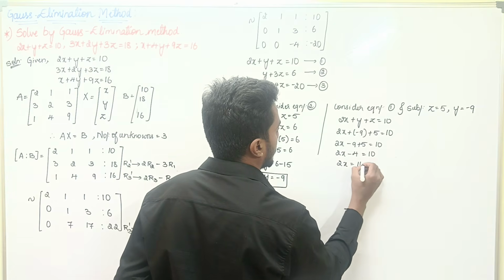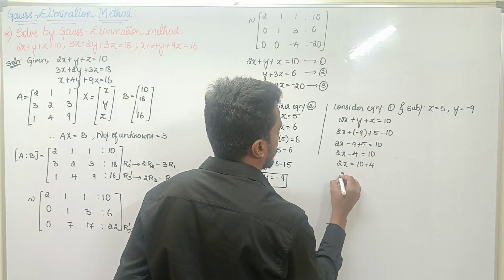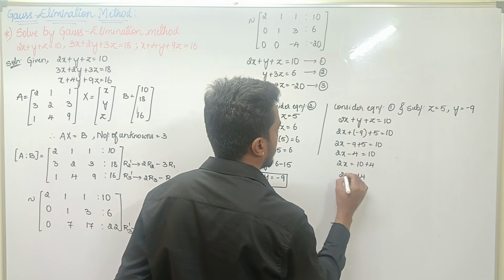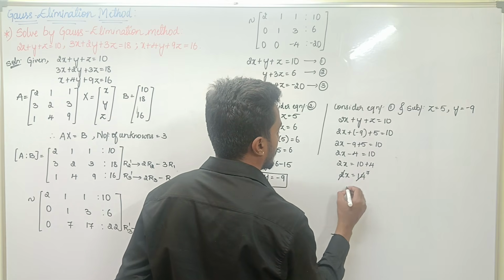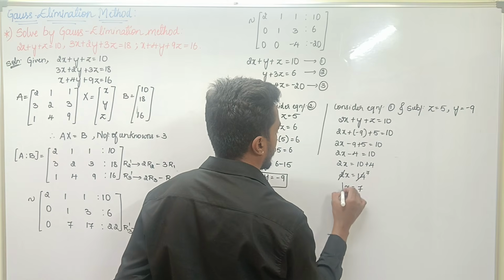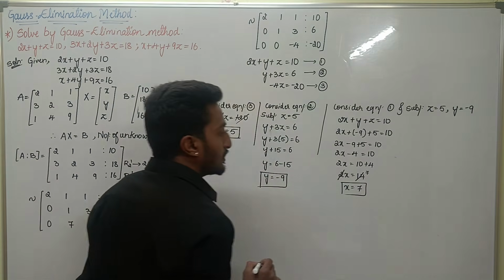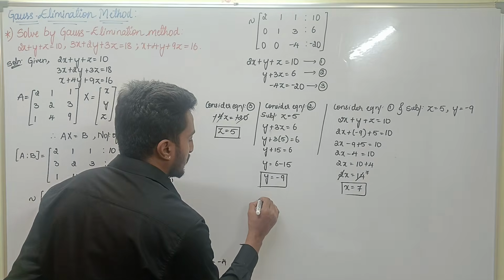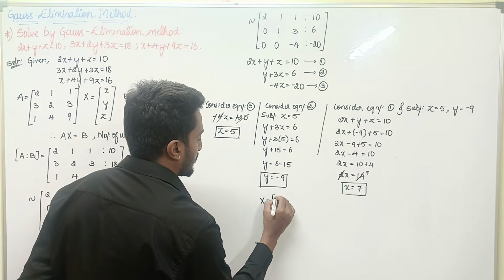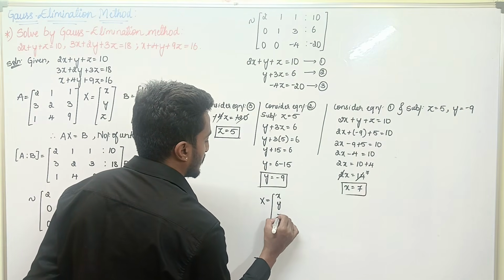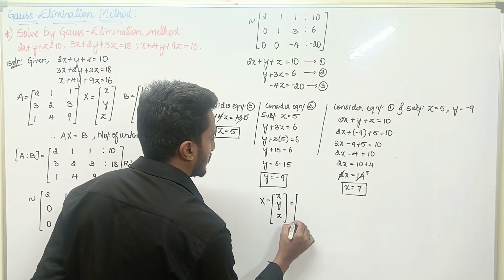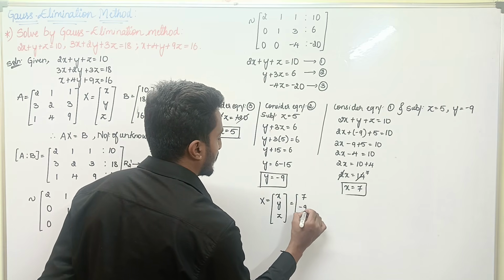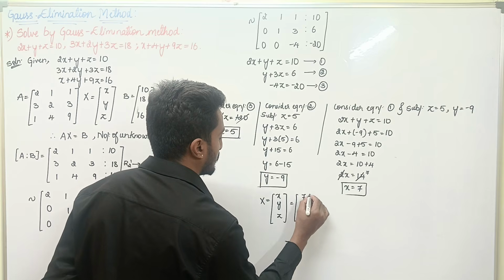2x is equal to 10 plus 4. 2x is equal to 14. 2 sevens are 14. x equal to 7. This is our unknowns, that is x, y, z, which is equal to, what is the value of x? 7, y value is minus 9, and z equal to 5.